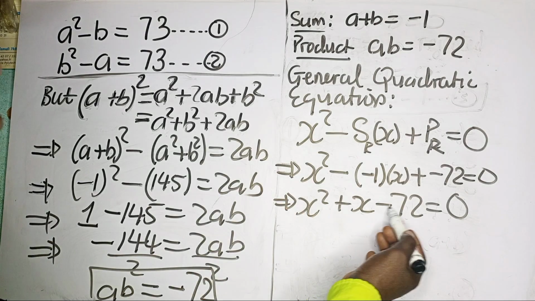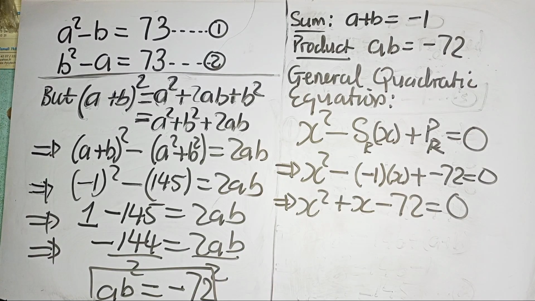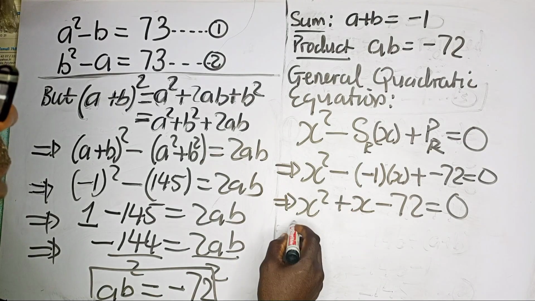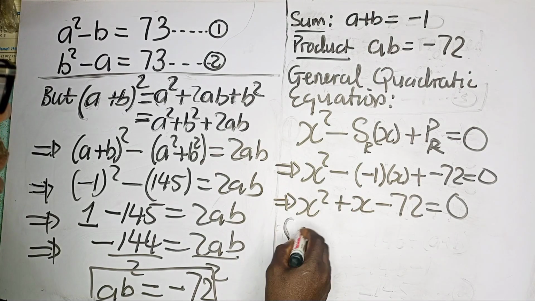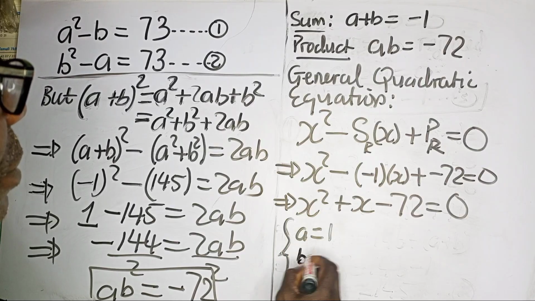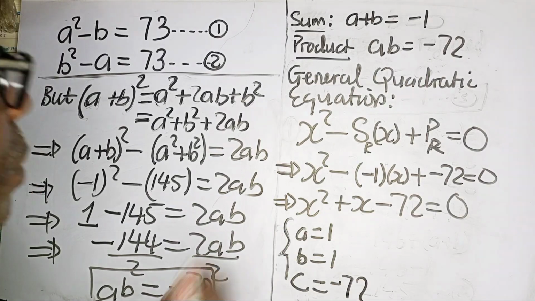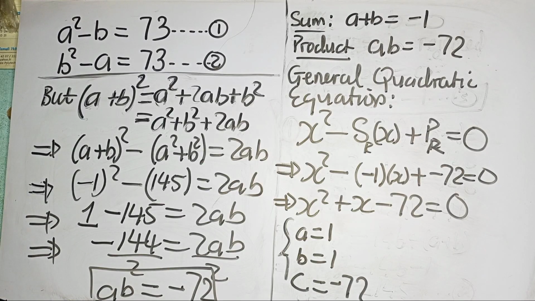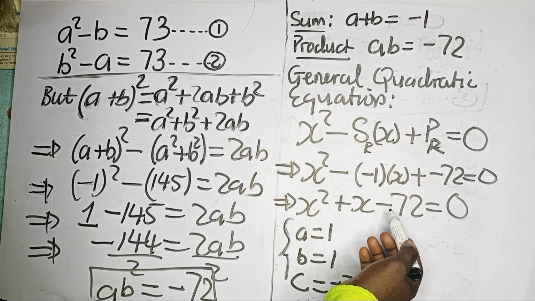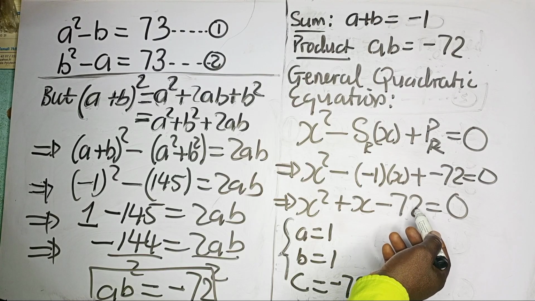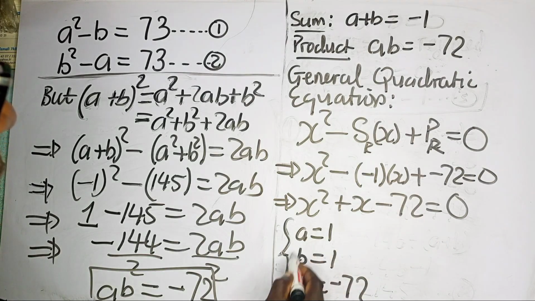So we need two factors of -72 whose sum is 1. Remember, if we collect our information, our A is 1, our B is 1, and our C is -72. You can use the quadratic formula, but we need two factors for the factorization method. We need two factors of -72 whose sum is B, that's whose sum is 1.